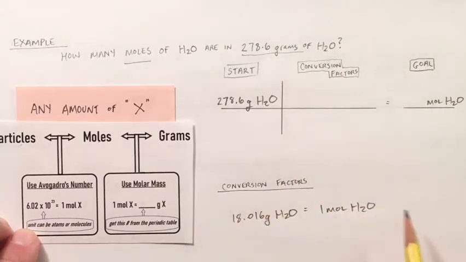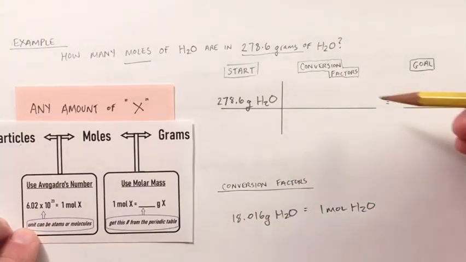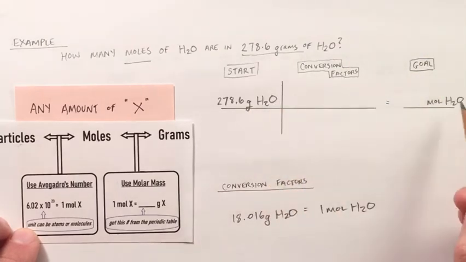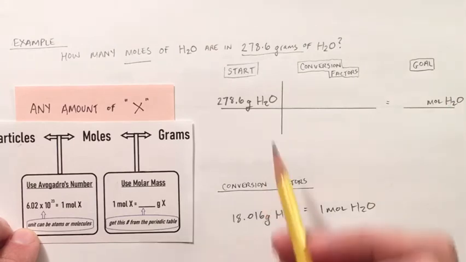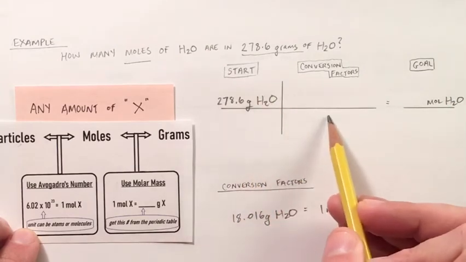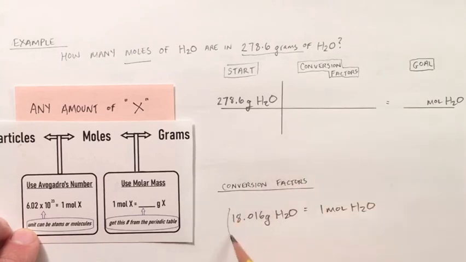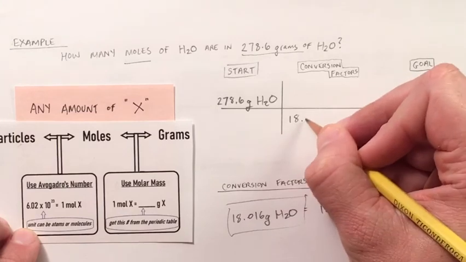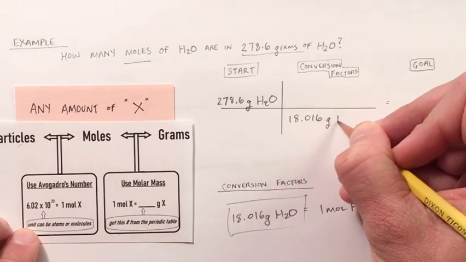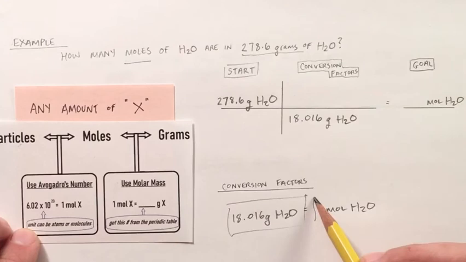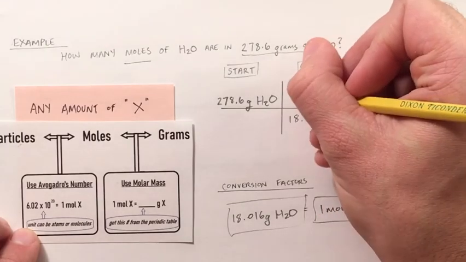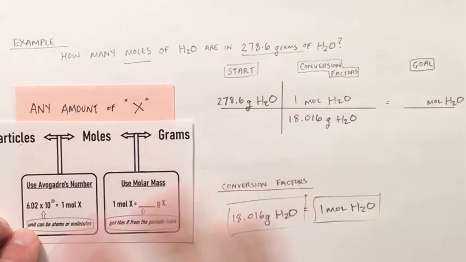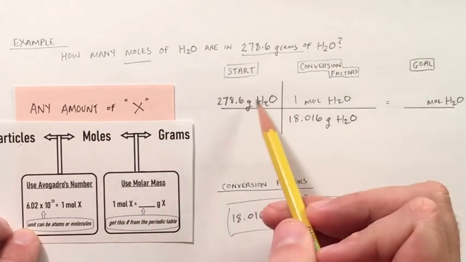All right, so I have this conversion factor. I need to see how to line it up in my chart so that grams H2O cancels out and I'm left with moles of H2O. Grams H2O is on the top, so I need grams of H2O in the bottom right here. I take this half of my conversion factor, fill it in on the bottom, 18.016 grams of H2O, and I'll need to take the other half and put it into the top of my chart, 1 mole H2O.